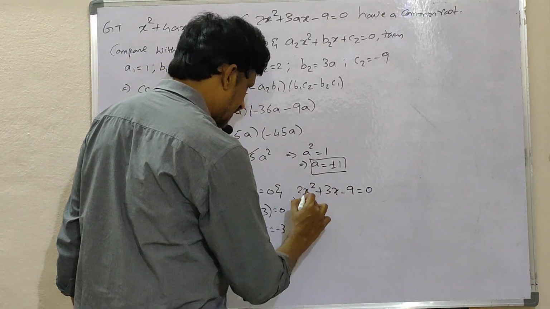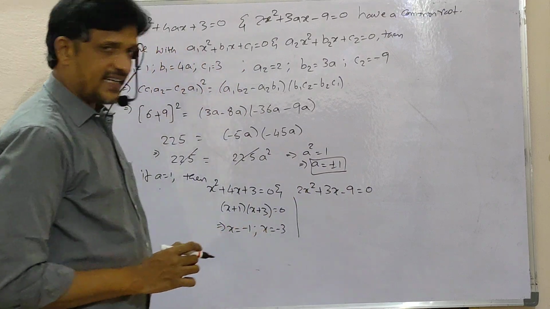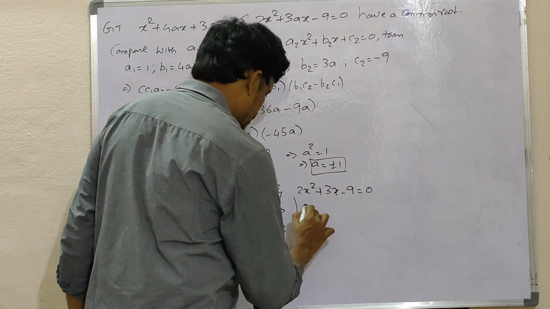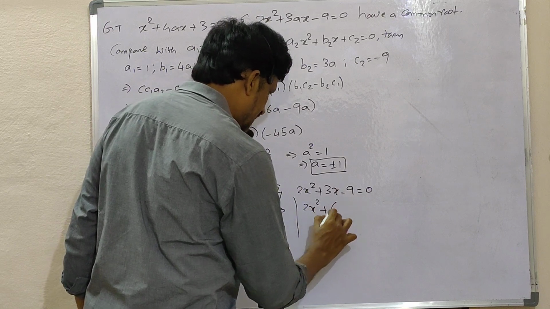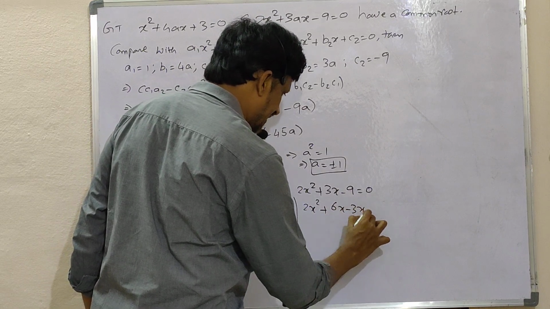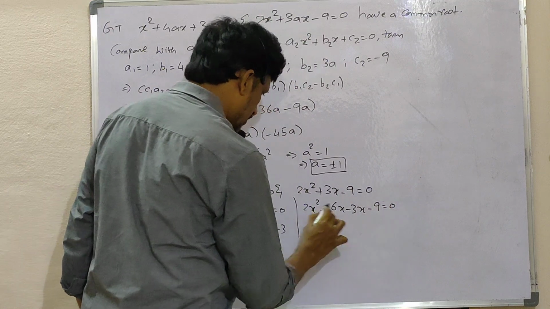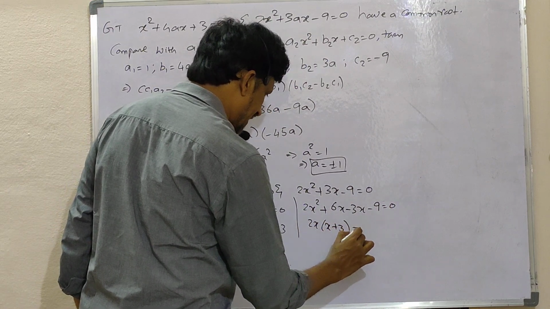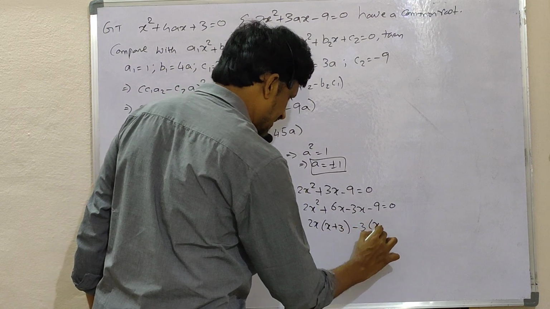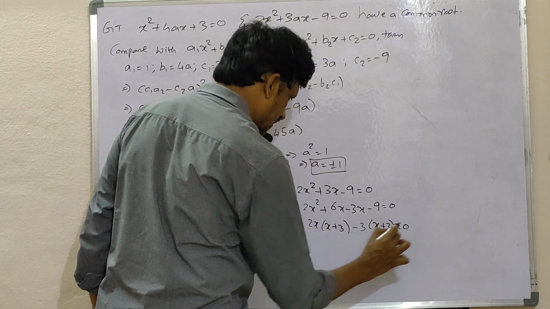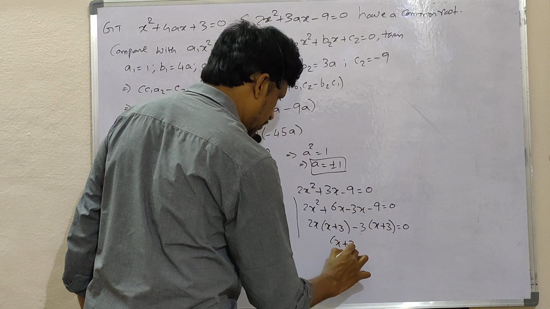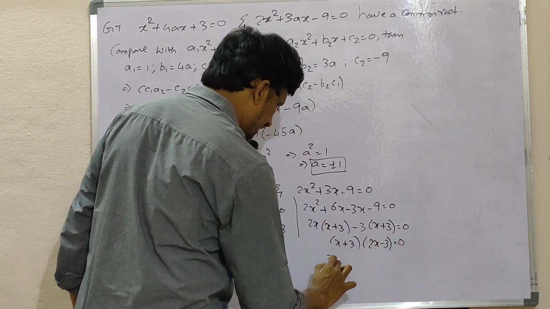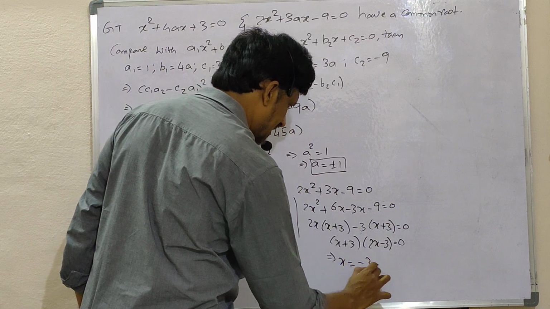And here 2 into 9, 18. 6 threes are 18. 6 minus 3 gives the required 3. So factorization: 3x means 6x minus 3x you can write. So 2x is the common term here, into x plus 3, minus 3 into x plus 3. So again x plus 3 into 2x minus 3 you can write. So here the roots are x is equal to minus 3 or 3 by 2.